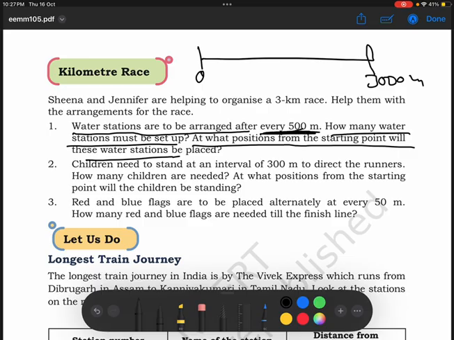So for example, this is a 3000 meter long track. This is the first, after 500. Okay, I'm just making it randomly. The second will be at 1000, third will be at 1500, fourth will be at 2000, and next will be at 2500, and the last will be here. So total 1, 2, 3, 4, 5 and 6. Okay, so we will need 6 water points there.